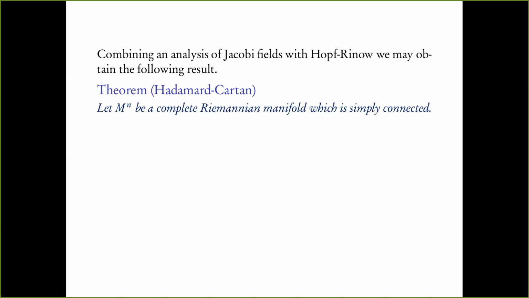Okay? And this is a very, very beautiful result. I mean, I like it simply because the statement is so nice, simple, and beautiful. So let M^n be a complete Riemannian manifold which is simply connected. n stands for the dimension of M, and I hope all of you remember that simply connected means that it's a connected space which has fundamental group 0.